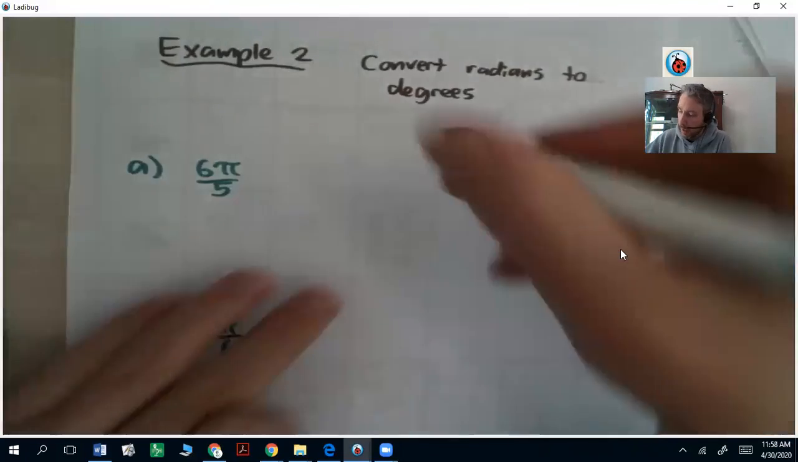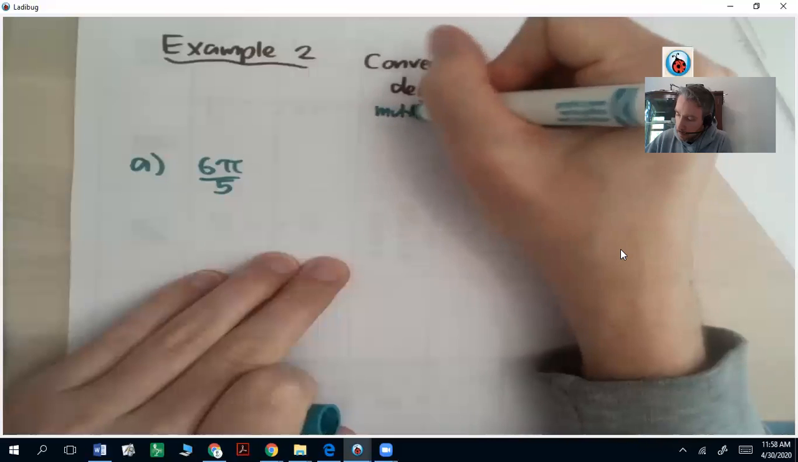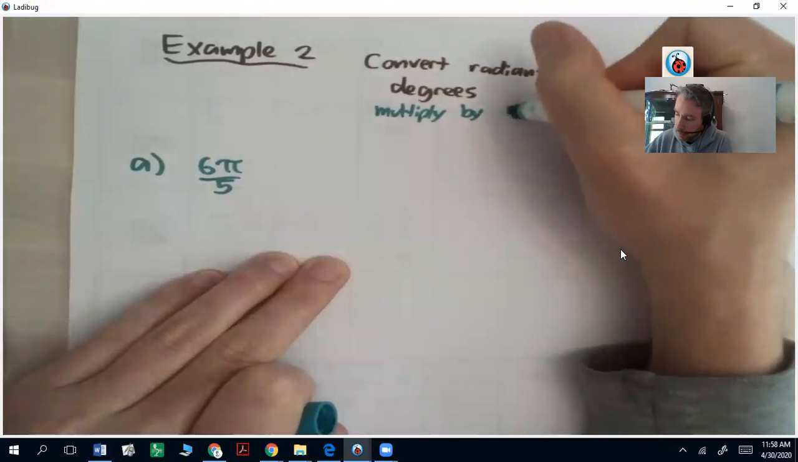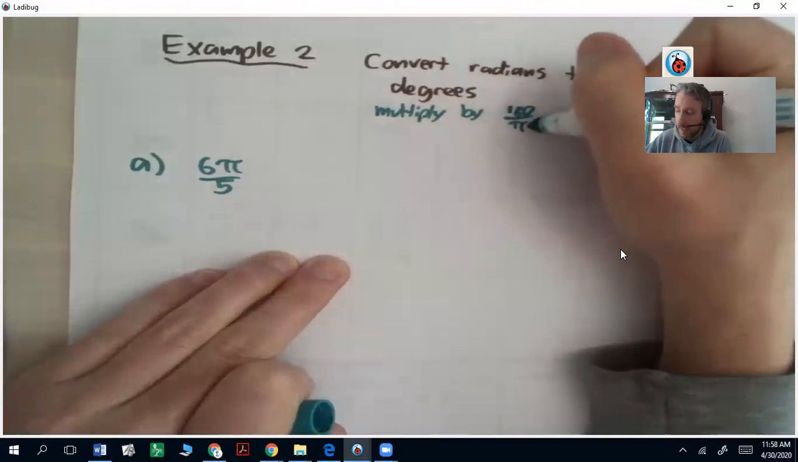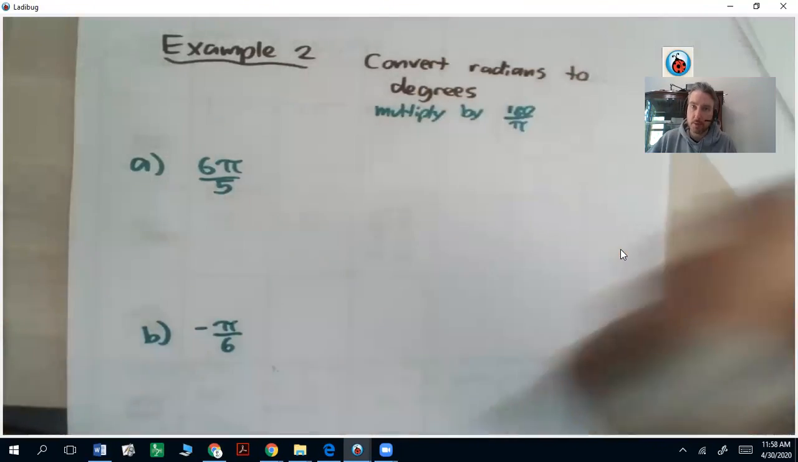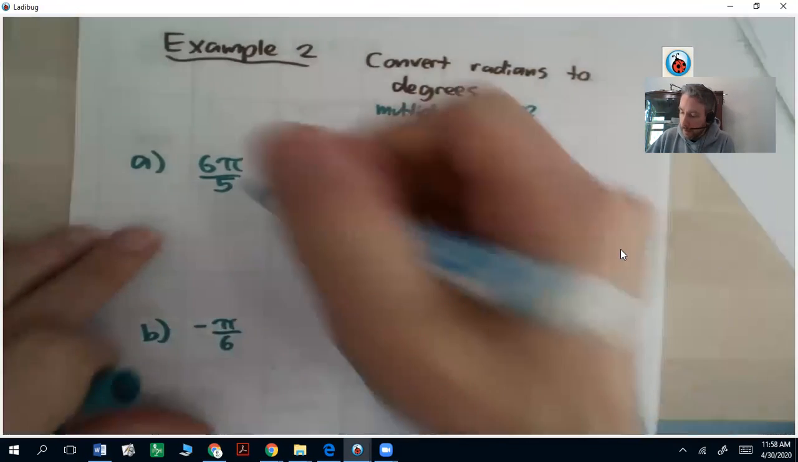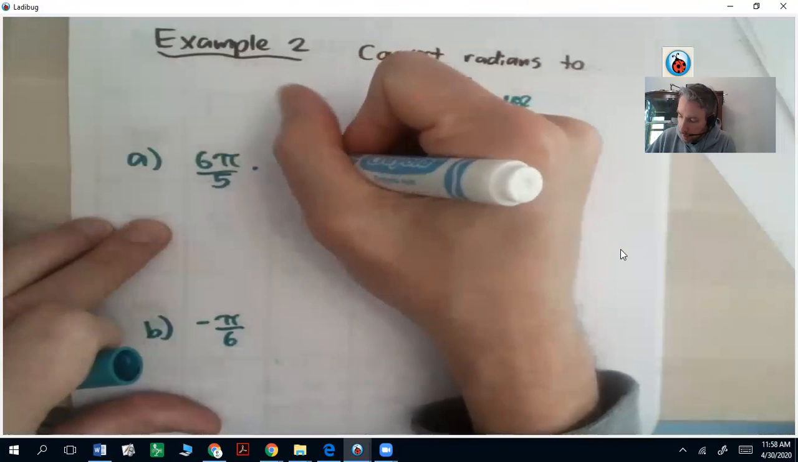So you would multiply by 180 over pi, just the reciprocal of the last example. The last example was pi over 180. This example is 180 over pi. So we're going to do that. 6 pi over 5 times 180 over pi.